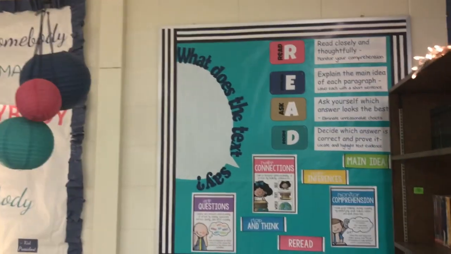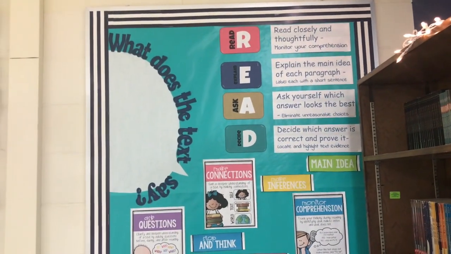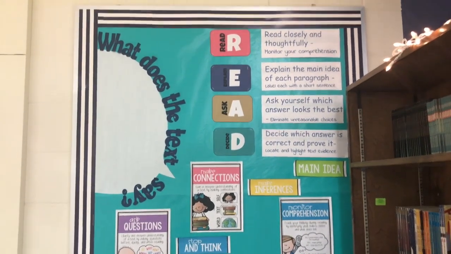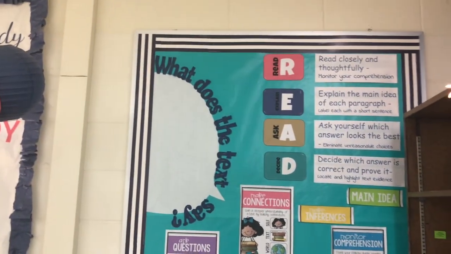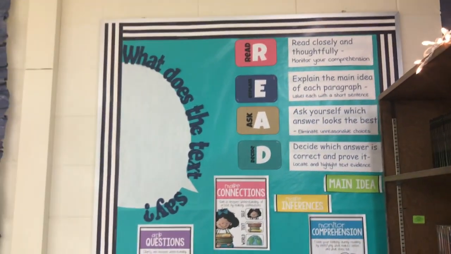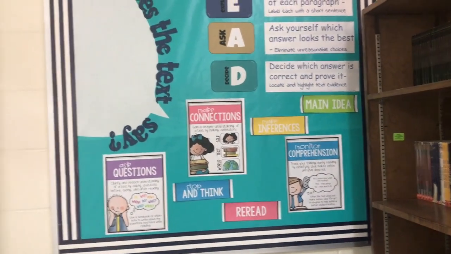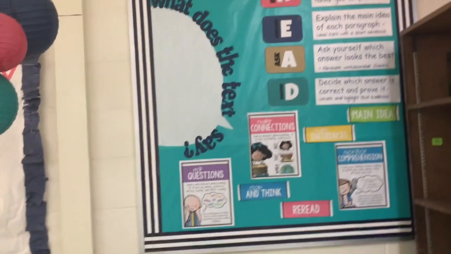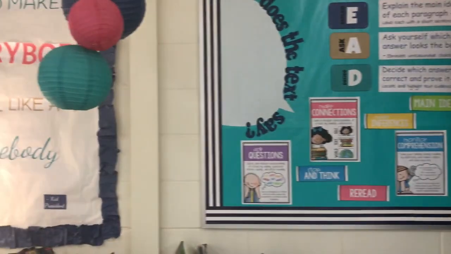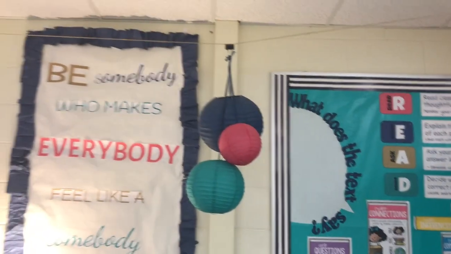So on this small bulletin board, I have some reading strategies on how to better comprehend the text and answer questions if you're answering questions. So what does the text say? And then I have the read, explain, ask, and decide. And then I have some other strategies that they can use below with the teal background and the navy and white stripe border, which I love, navy and white stripe. I love anything nautical. So I have my lanterns here.